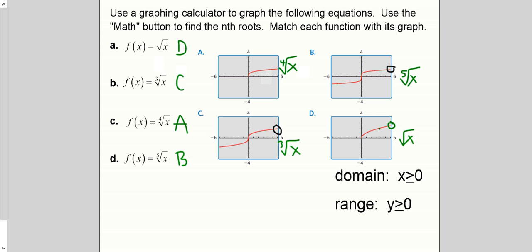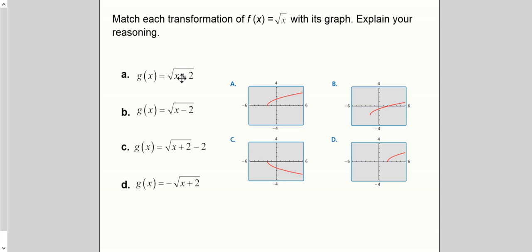So think about your transformations. Plus 2 on the inside, that's going to go left. Minus 2 on the inside, that's going to go right. Plus 2 and minus 2 on the outside. Ooh, a minus 2 on the outside is going to go down. And this one has a negative, but it also has a plus 2 on the inside. So this one's going to go left, and it's going to flip over. All right, pause your video. Match these up, ABCD with ABCD. Write it down.